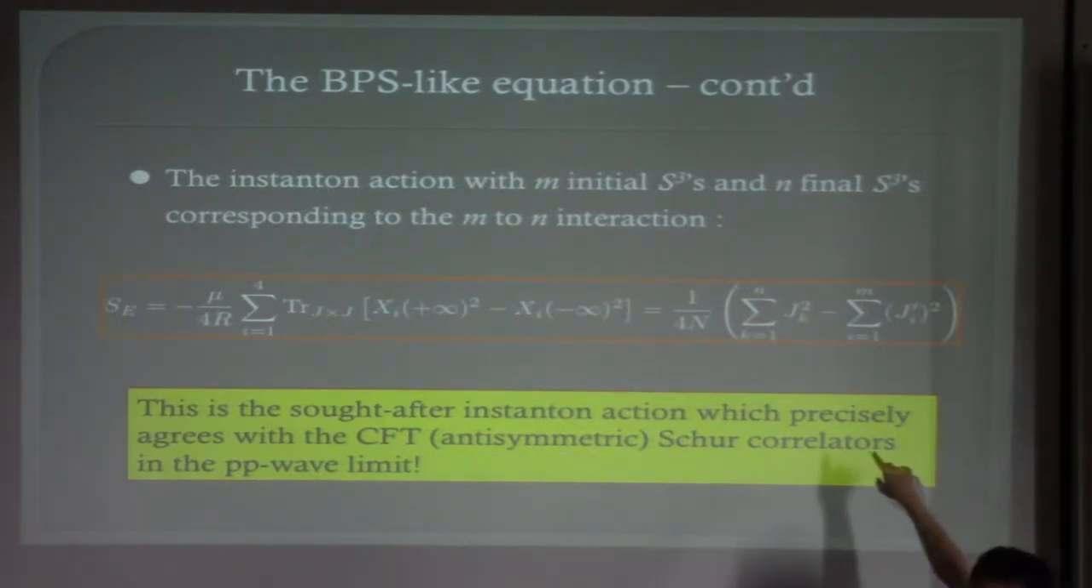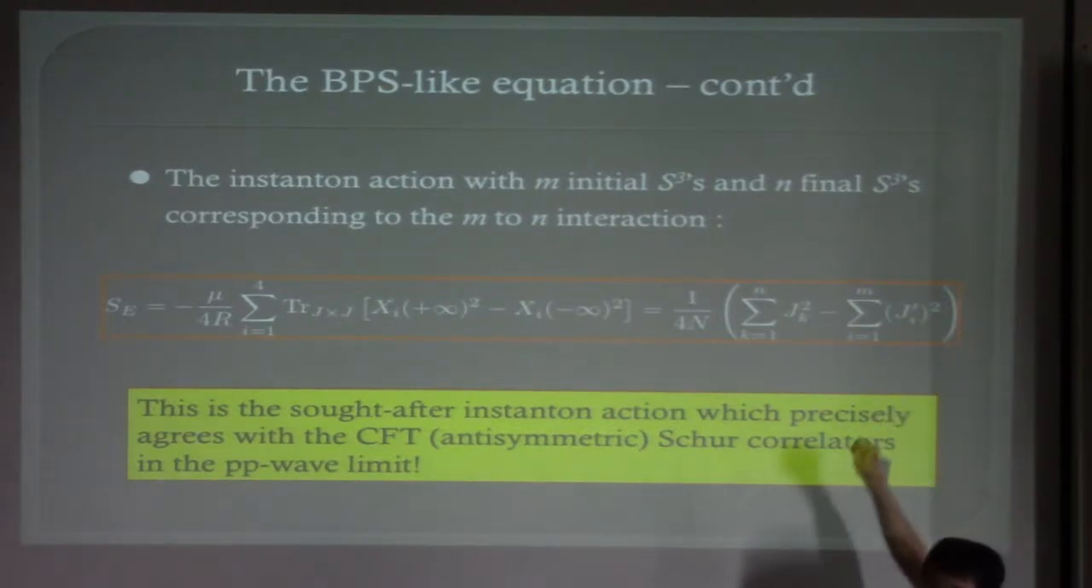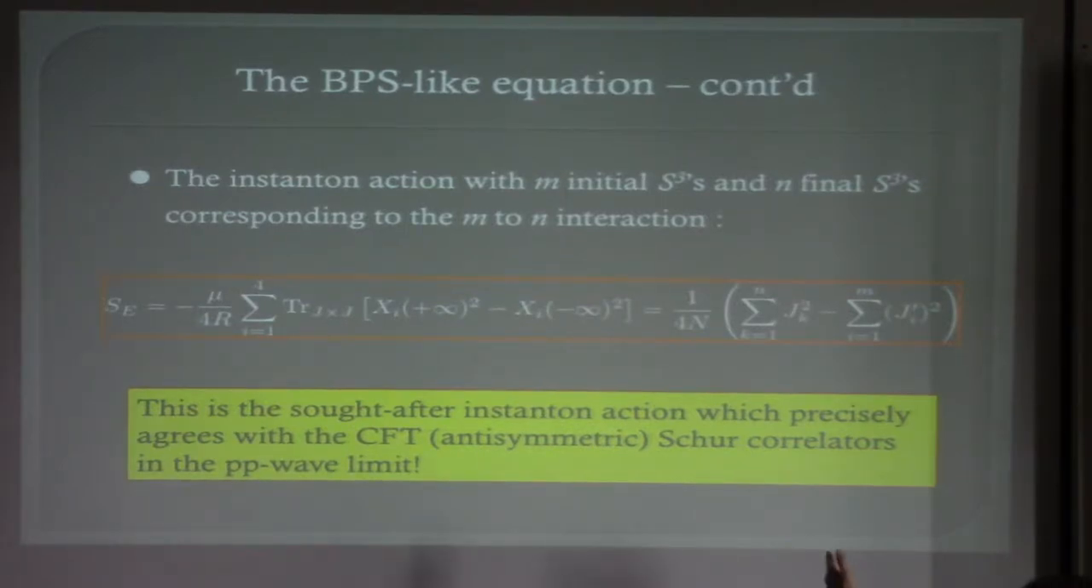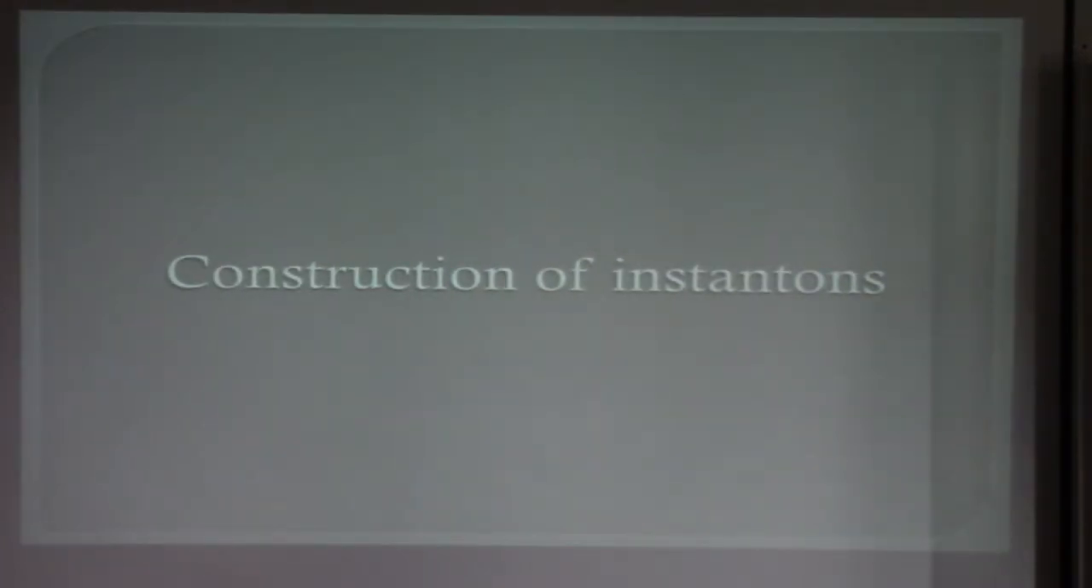So here I have achieved one thing. This is precisely reproducing the result of conformal field theory in the large-charge limit, so I'm on the right track. The instanton actually describes the limit of the correlator. Now I can do more to play with these BPS solutions.